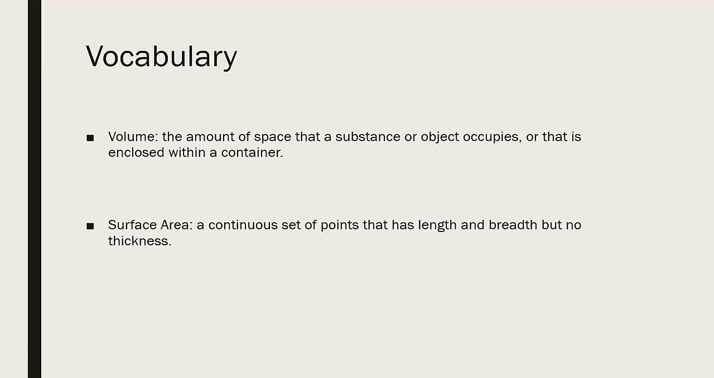So vocabulary. Volume is the amount of something that goes in a container. So in a glass, the volume of the glass is how much water that glass can hold. Surface area is, and this is the mathematical definition of it, a continuous set of points that has length and breadth but no thickness. So it's the area that's occupied by the outside of the container.